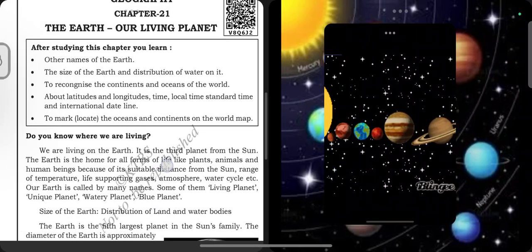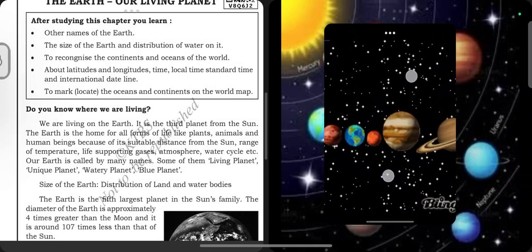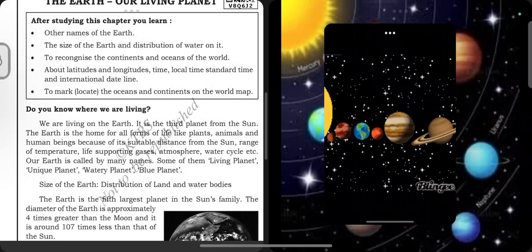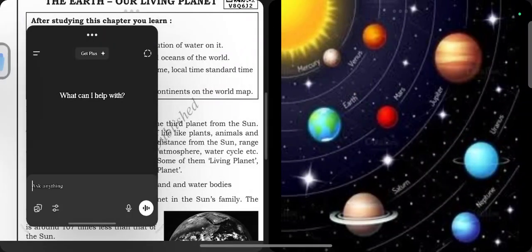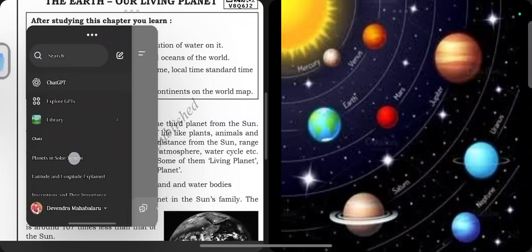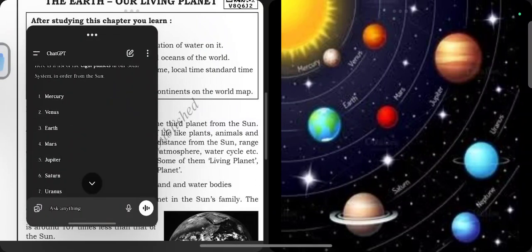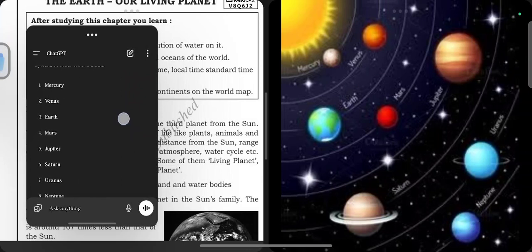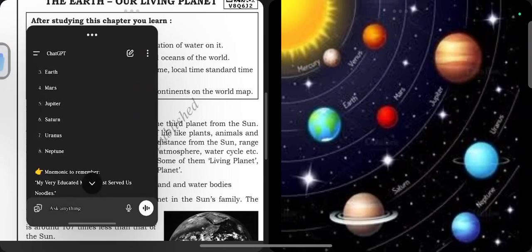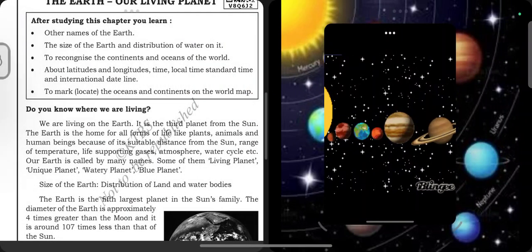Okay, you can see here, this is the solar system. How many planets are there in the solar system? Can you name them? Yeah, exactly. You can see there the solar system has 8 planets: Mercury, Venus, Earth, Mars, Jupiter, Saturn, Uranus, and Neptune. So these are the 8 planets we can see in the solar system.